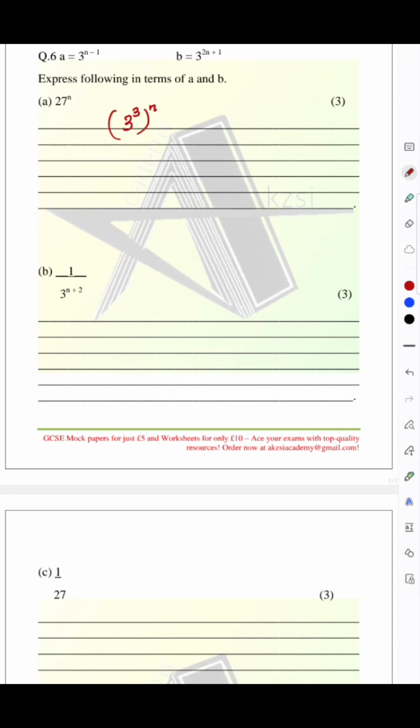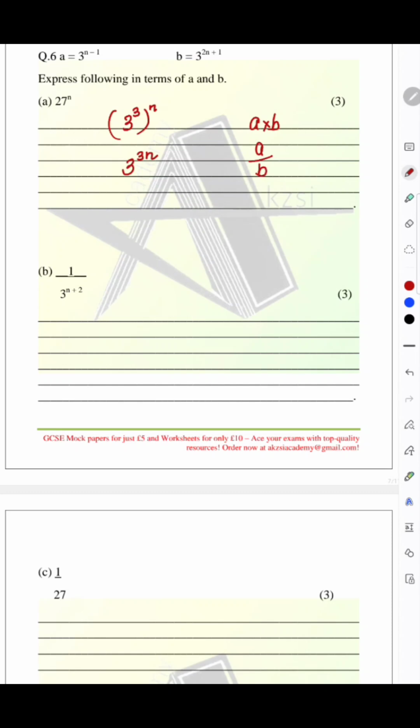Power over another power, applying the power rule that we have already discussed earlier in part 1. This is 3 to the power of 3n. Now you can see we have split this in the form of 3 to the power of something. Now let me try to decipher what it could be. It could be 3 to the power of n minus 1, or 3 to the power of 2n plus 1. Let me try some combinations, like a times b, a by b, these kinds of combinations.